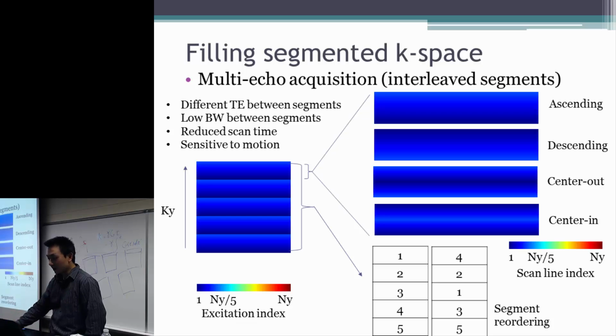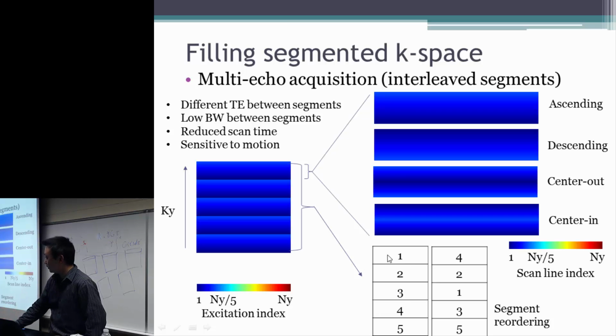So for each segment, it's equivalent to a single echo acquisition, right? For each excitation, each segment gets 1 K-space line, and we can also fill each segment using different reordering schemes: ascending, descending, center out or center in, it doesn't matter. And as for the segment reordering, we can also have different reordering schemes.